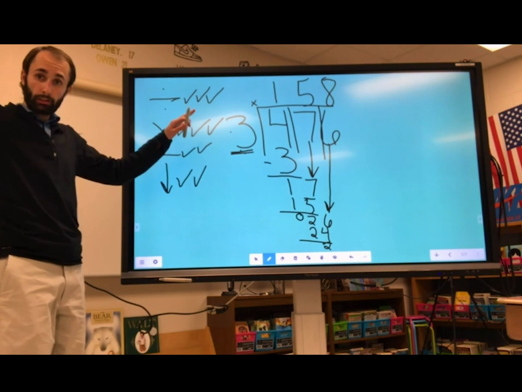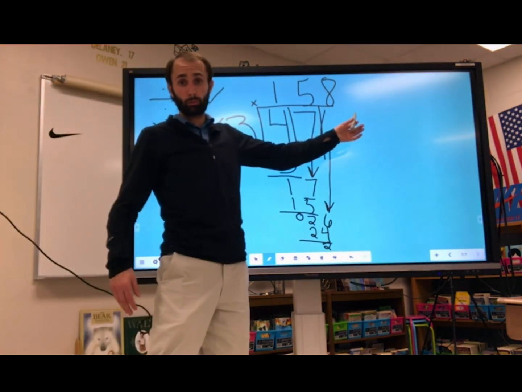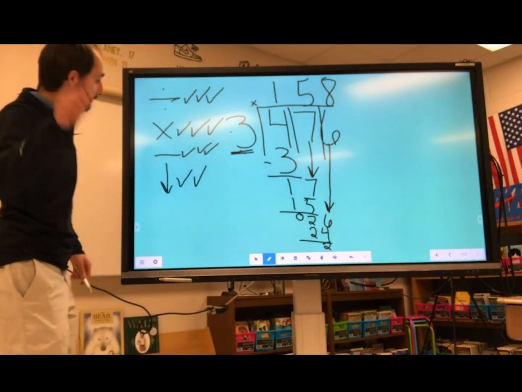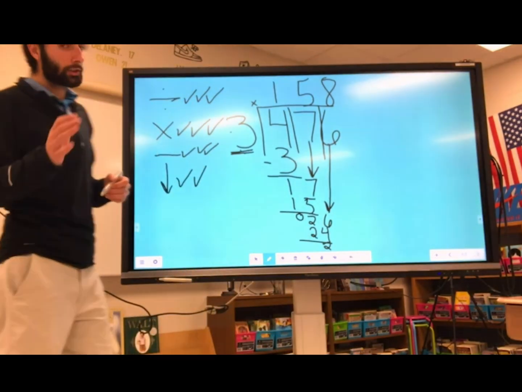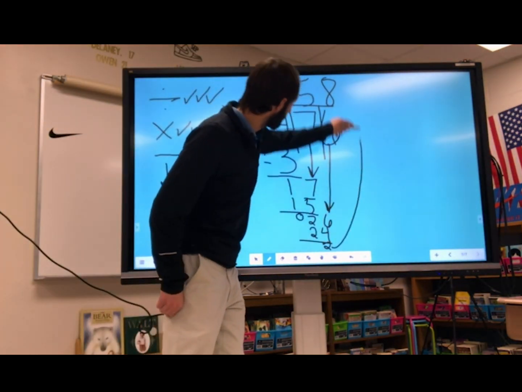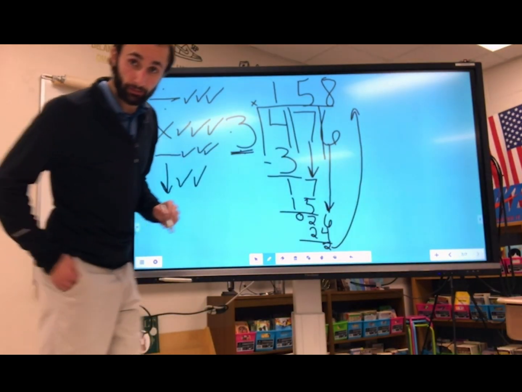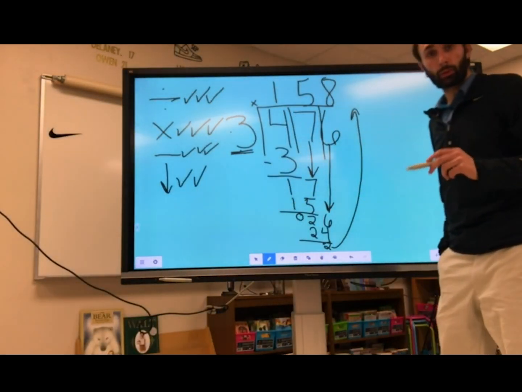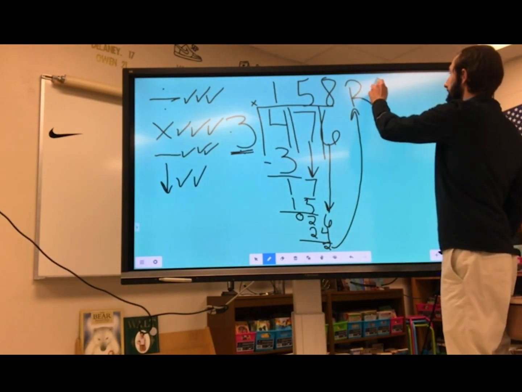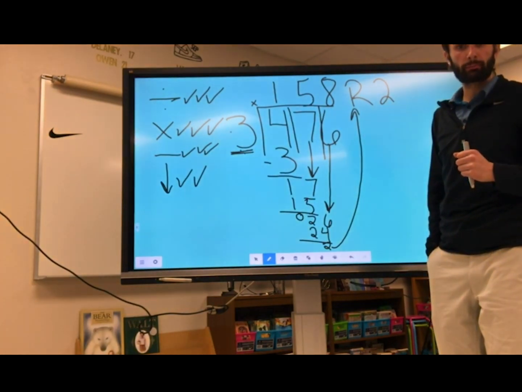Now, you're going to say, we have no more numbers to drop down. So, we are going to have to raise the roof with it. Raise it up to the top. That is our remainder. To represent the remainder, we have to put R 2. So our answer would be 158 remainder 2.